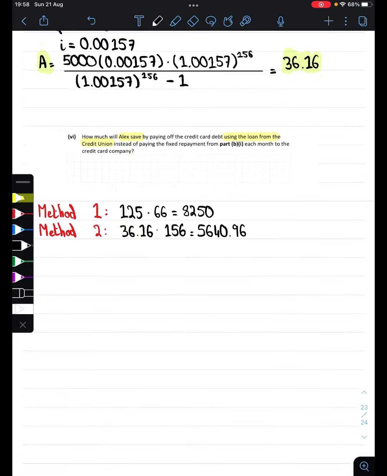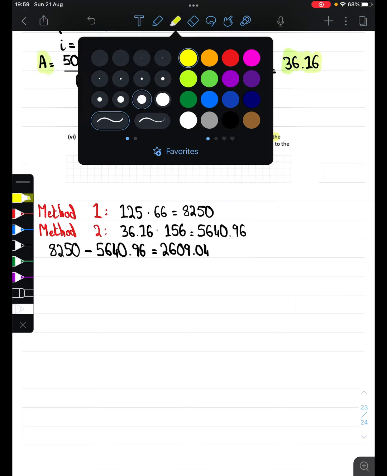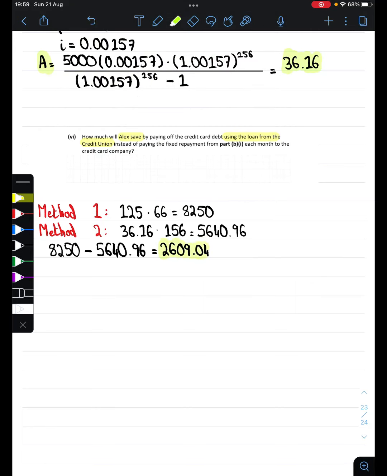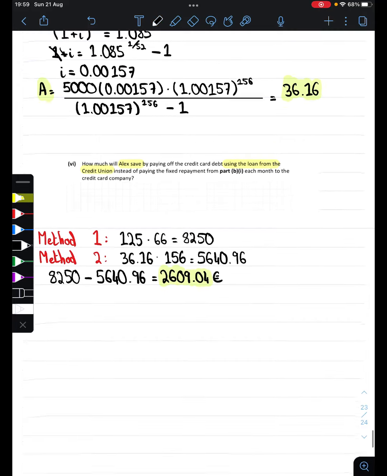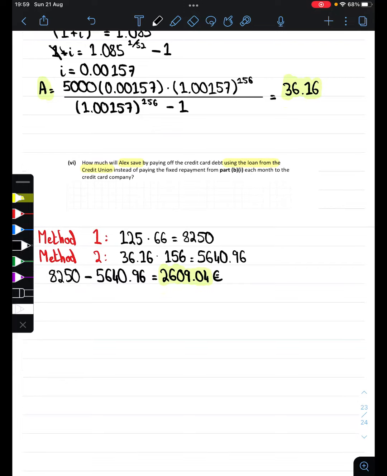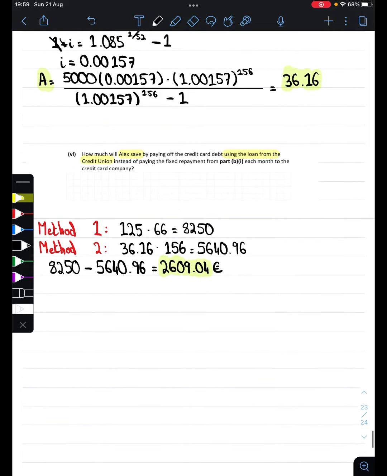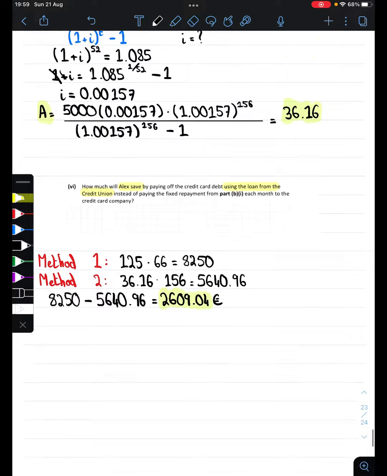So how much would he save? Well, he would have had to pay 8,250, and he ends up having to only pay 5,640.96, which is a difference of 2,609 euro and 4 cent. So, well worth it. And another bonus, he finishes like 2.5 years earlier, which I'm not sure how important that is to him, but if I were Alex, I'd want to get out of the debt as soon as possible. So, definitely a much better method.